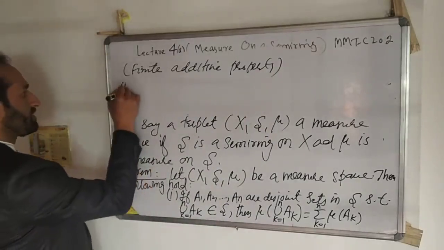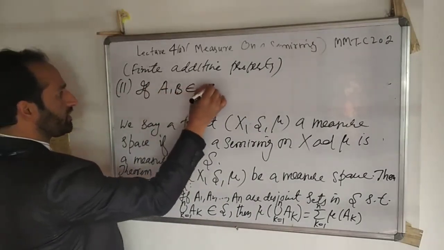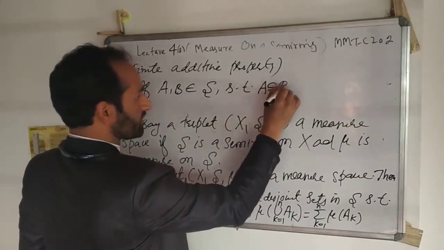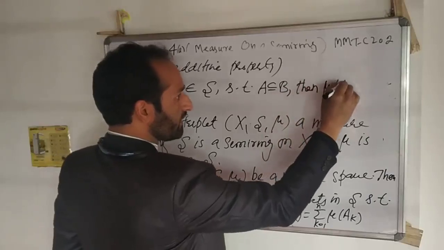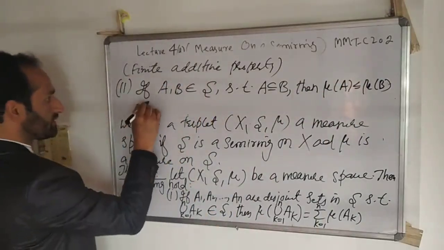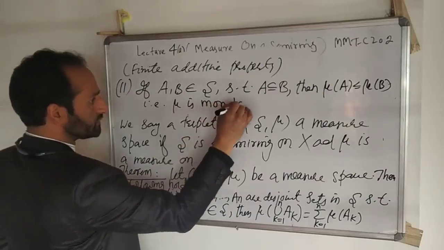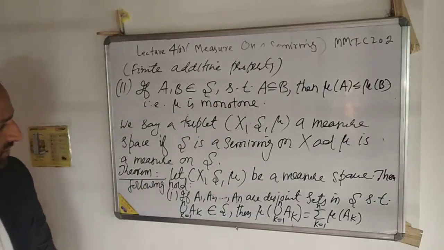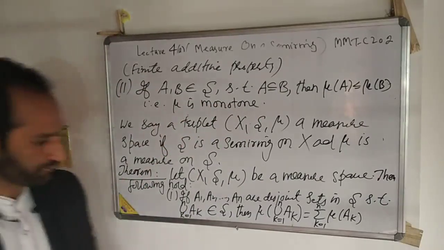And the second property is that if A, B belong to S such that A is a subset of B, then mu of A is less than or equal to mu of B. So that is, mu is monotone. So if (X, S, mu) is a measure space, then this mu is finite additive and it is also monotone. That's this theorem.